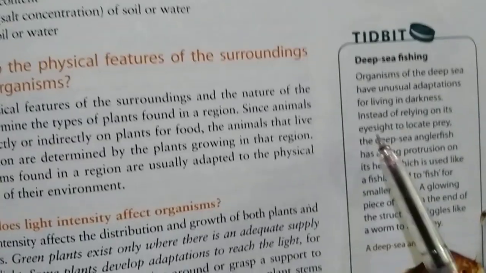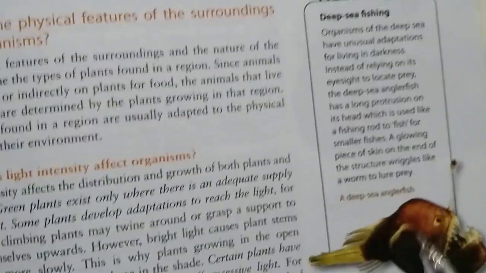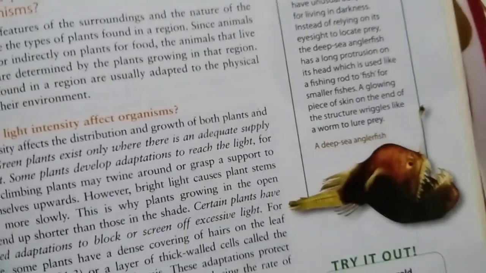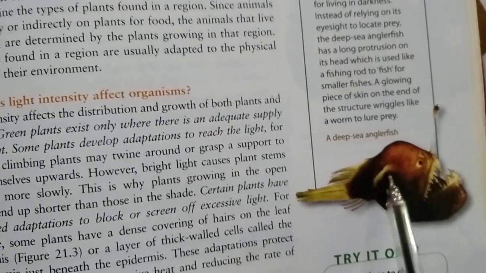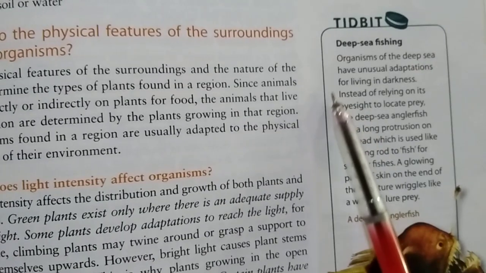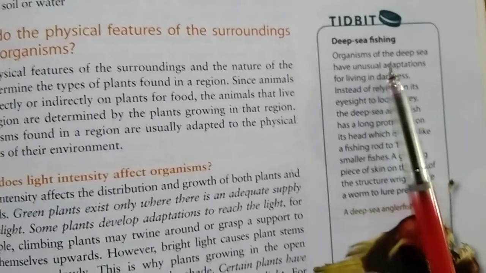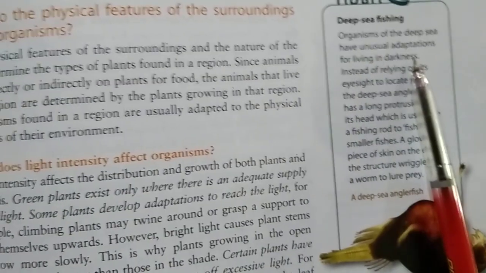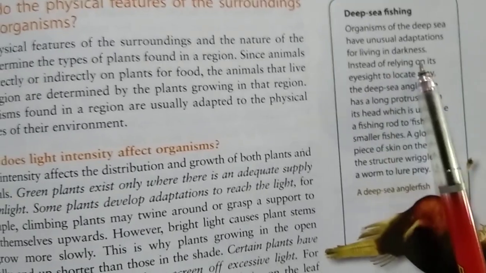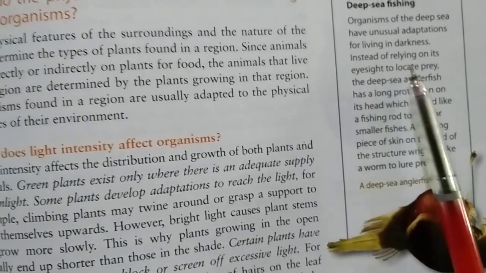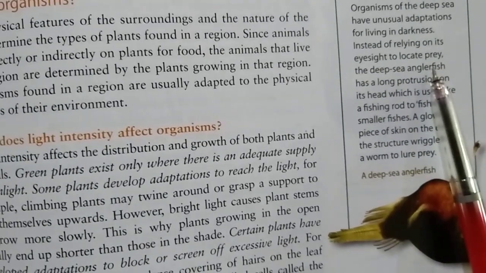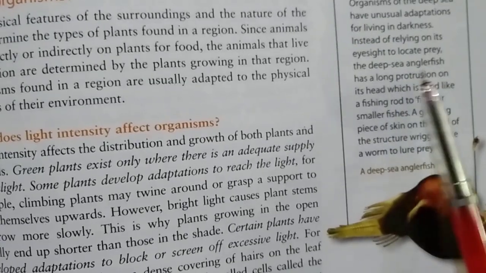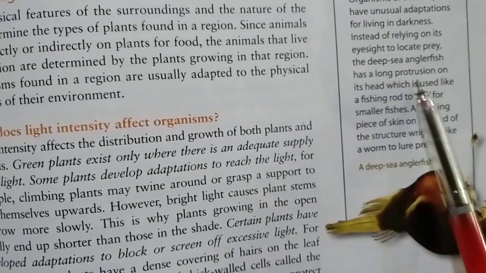Now look at this table. Look at this fish, a deep sea anglerfish. Organisms of the deep sea have unusual adaptations for living in darkness. Instead of relying on its eyesight to locate prey, the deep sea anglerfish has a long protrusion on its head.